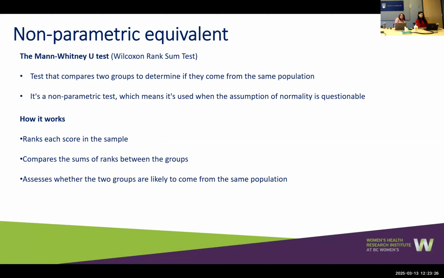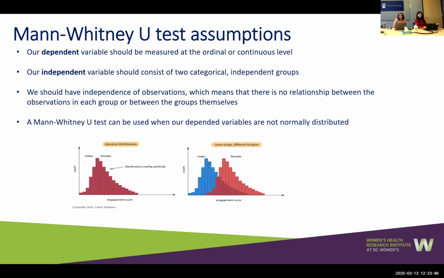So how does our non-parametric test basically work? We rank each score in the sample. We compare the sums of ranks between the two groups. And based on this, we can assess whether the two groups are likely to come from the same population.